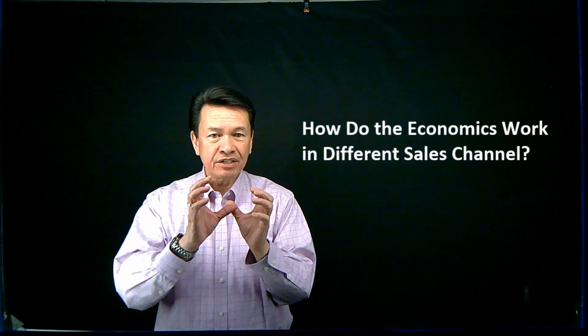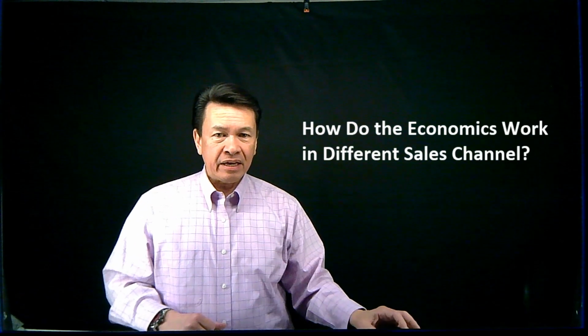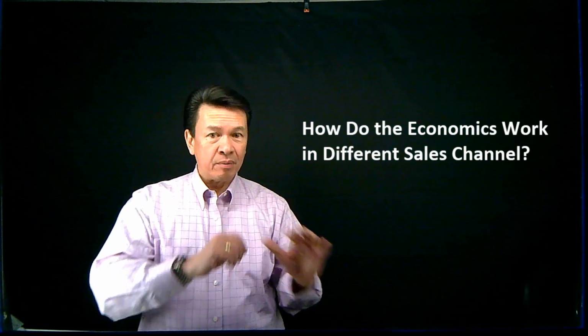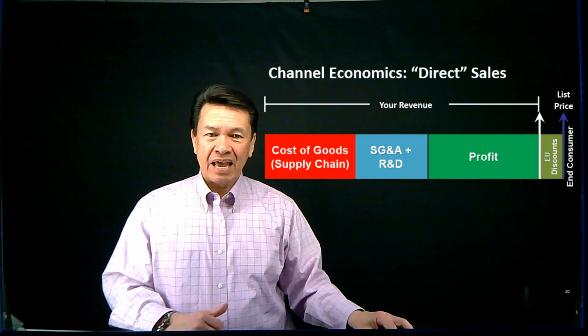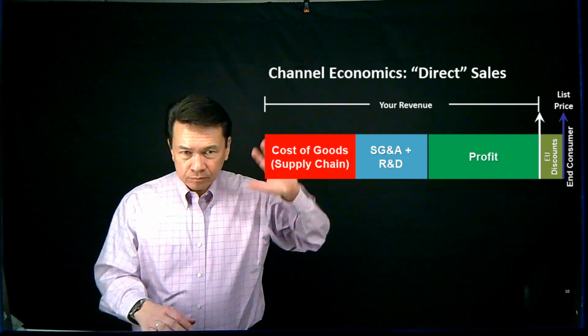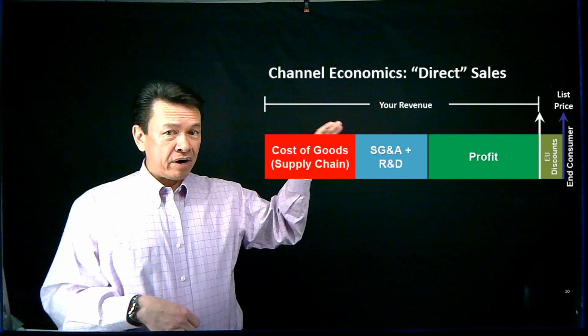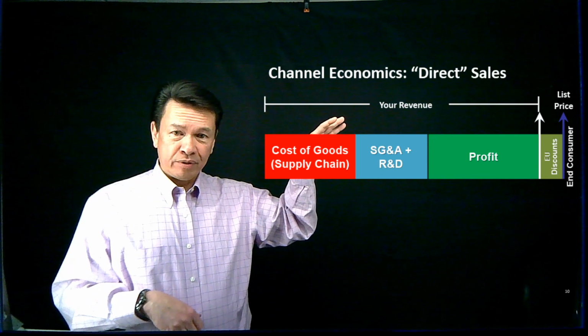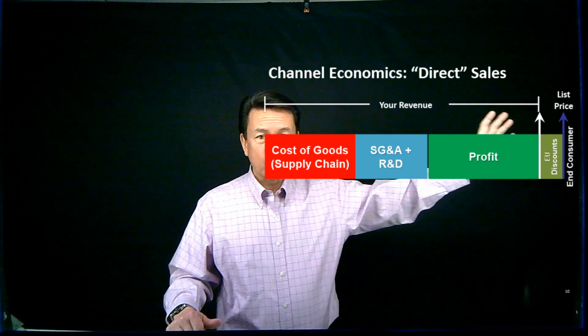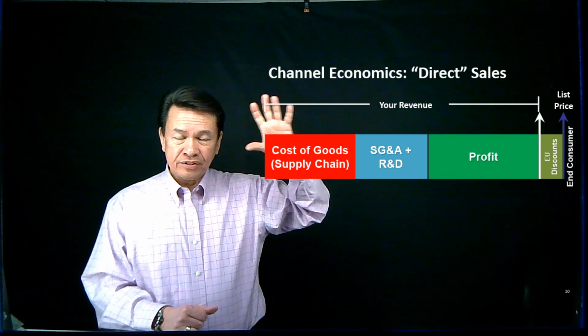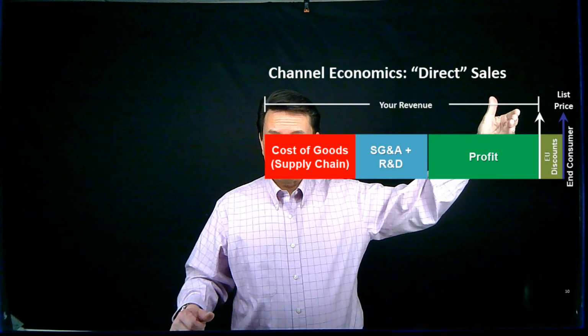So now we're going to get into the meat of what we want to talk about today. The first part is really the economics. How do the economics work? So pay attention, because you're going to have to figure this out for your own product or service, for your business. What we're going to do is break down different pieces of what it's going to cost you to bring it to market.